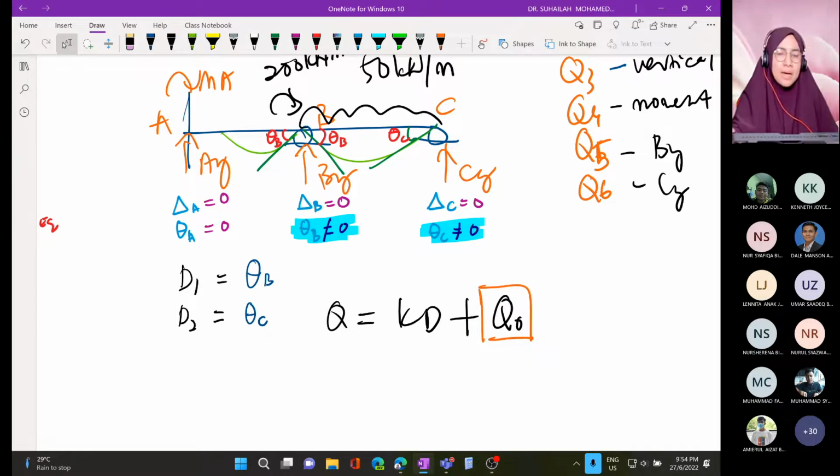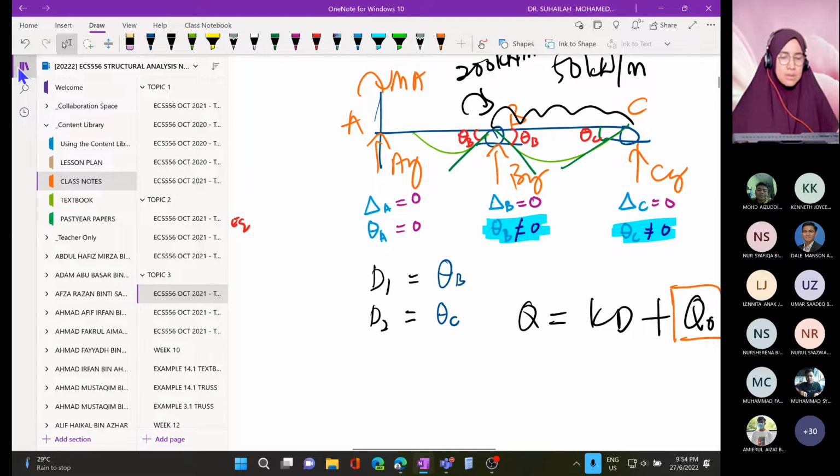Later I will share a few examples of how I actually solve this type of beam using this equation. It is in the previous semester's notes. I will share it to you. The previous semester's notes have it.